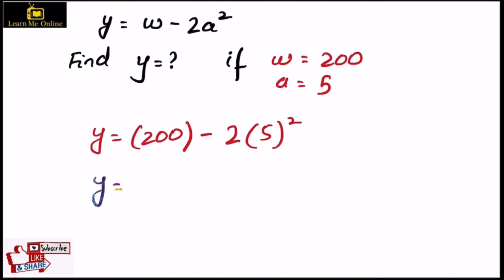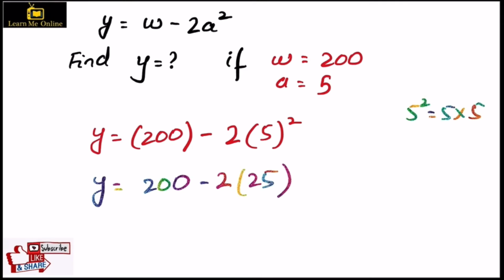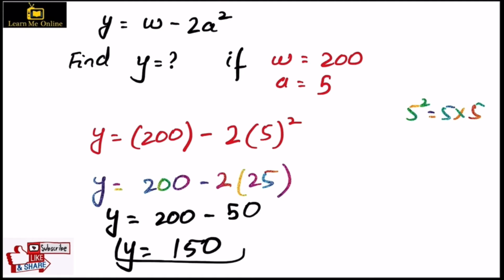So we are having y equals 200 remains as 200 minus 2. Now 5 squared means you do 5 times 5. So the square of 5 is 25. Once you get to this stage, you're going to do the simplification. So that's 200 minus the double of 25, which is 50. And when you do 200 minus 50, you'll get the value of y, which would be 150.